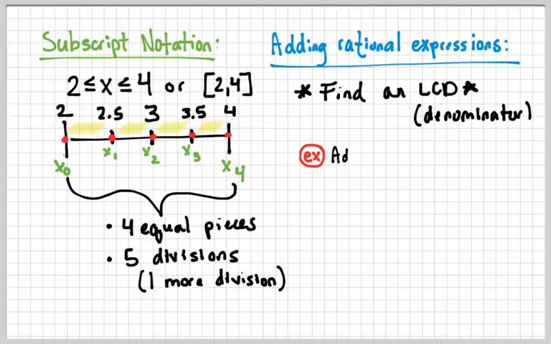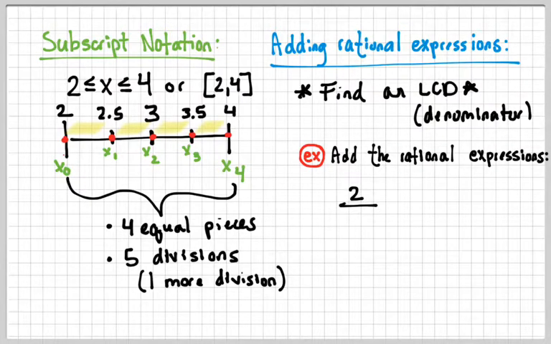So let's add the rational expressions. So here we have it. We'll say 2 over x plus 2 plus 3 over x minus 1. Alright, the problem with this is right here. We don't have common denominators. So we need to do something about that. We need to find the LCD.